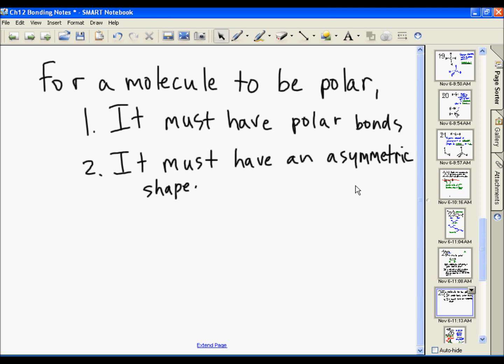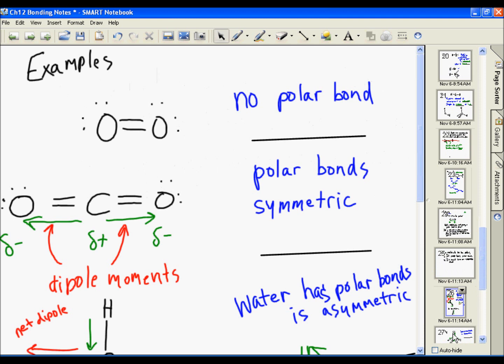Let's illustrate that with the next few examples. Let's look at O2, an oxygen molecule. Oxygen has the same atom on either side of the bond, so neither atom can pull the electrons off the other because they have the same electronegativity. Because the bond isn't polar, the first thing you need to make a polar molecule isn't there. So you have no polar bond, and because you have no polar bond, the oxygen molecule is non-polar.